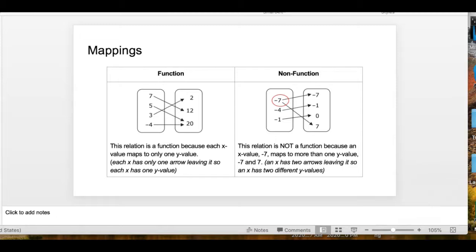All right, here we go. So we have 7. 7 goes with 12. 7, 12. We have 5 and 20.